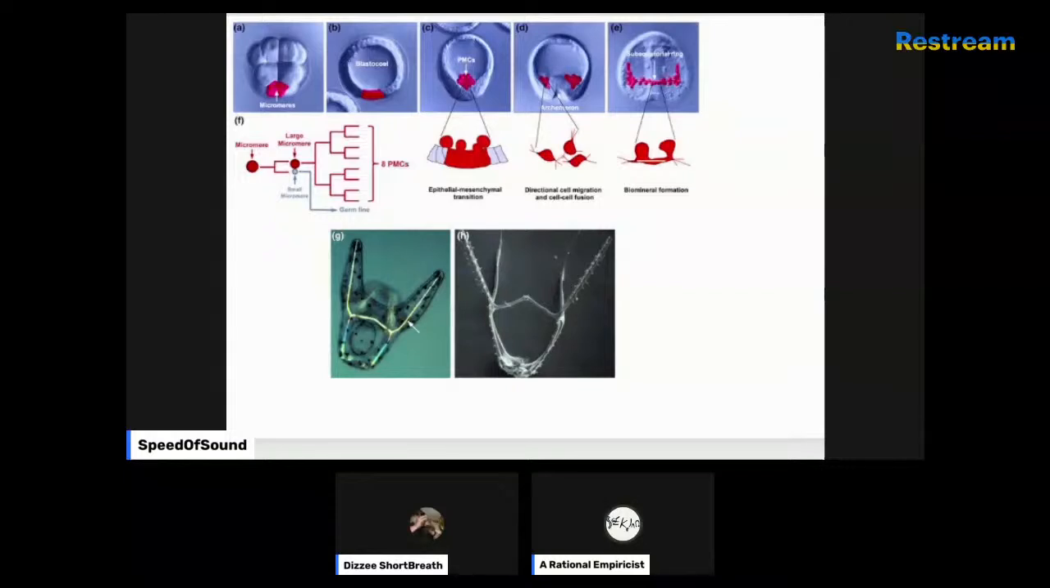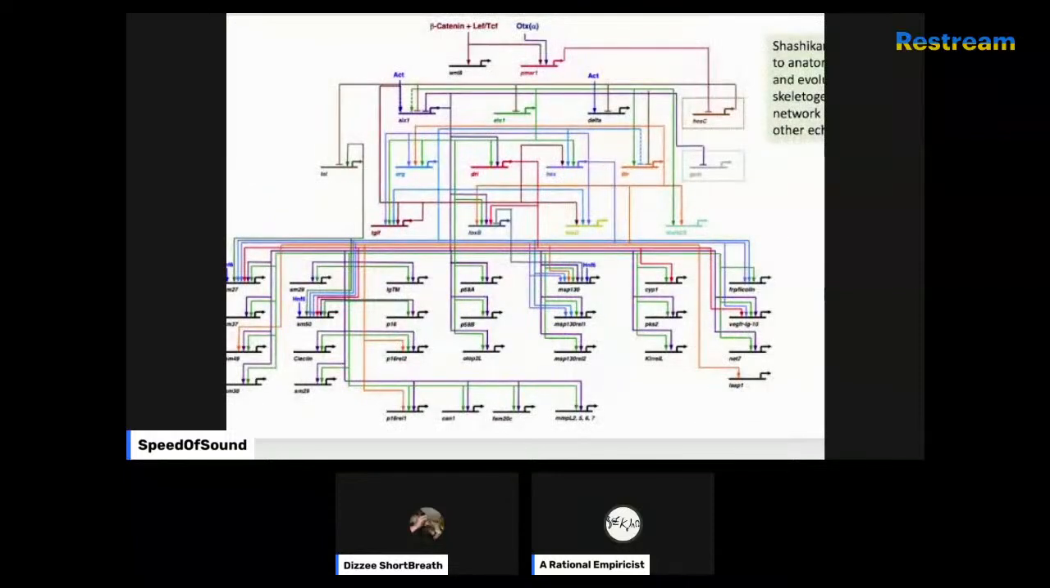But anyway, this is from a paper by Shashikant 2018, From Genome to Anatomy: The Architecture and Evolution of the Skeletogenic Gene Regulatory Network of Sea Urchins and Other Echinoderms.